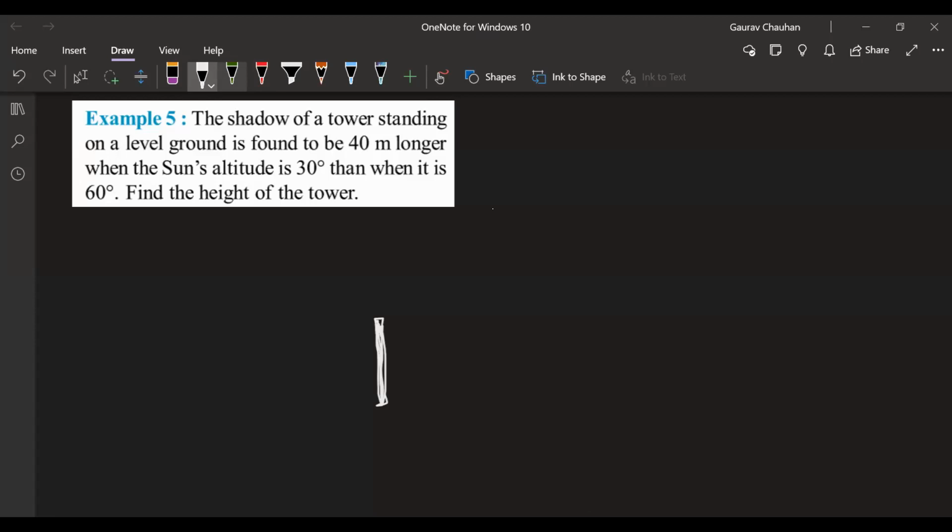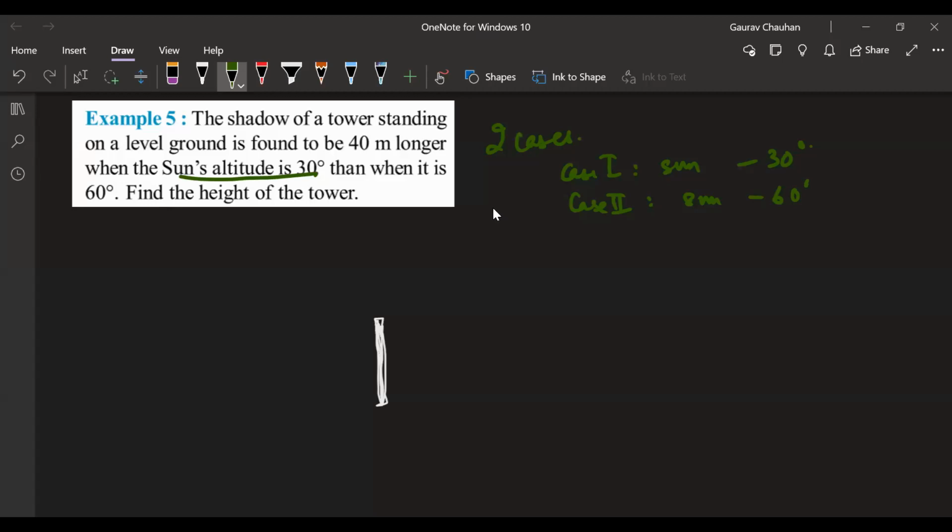Let's say there are two situations. Looking at the question, the shadow of a tower standing on level ground is found to be 40 meters longer when the sun's altitude is 30 degrees than when it is 60 degrees. Just to get a brief understanding of the question, there are two cases happening. Case one is when the sun's angle of elevation is 30 degrees, and case two is when the sun is at 60 degrees.